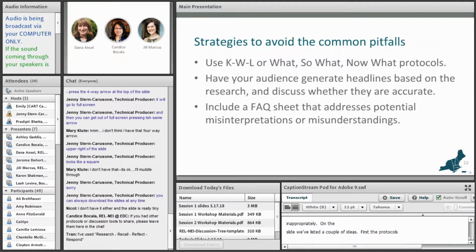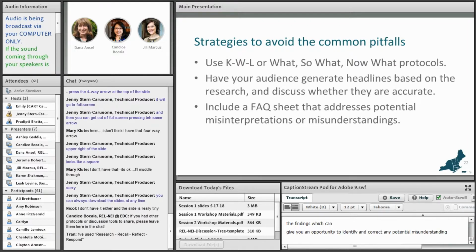The KWL and what, so what, now what can be helpful for your audience to break down the findings and understand what they do and do not show. They ask the audience what they know about the findings, which can give you an opportunity to identify and correct any potential misunderstandings.